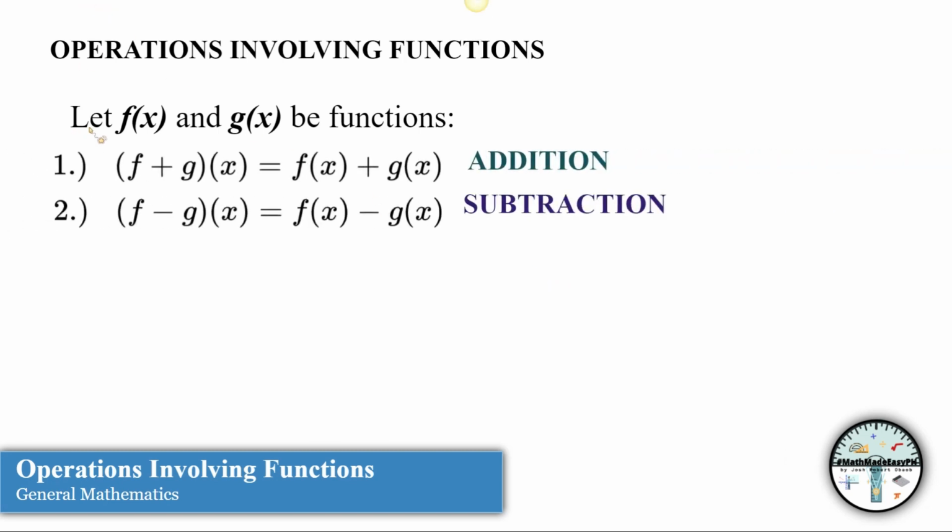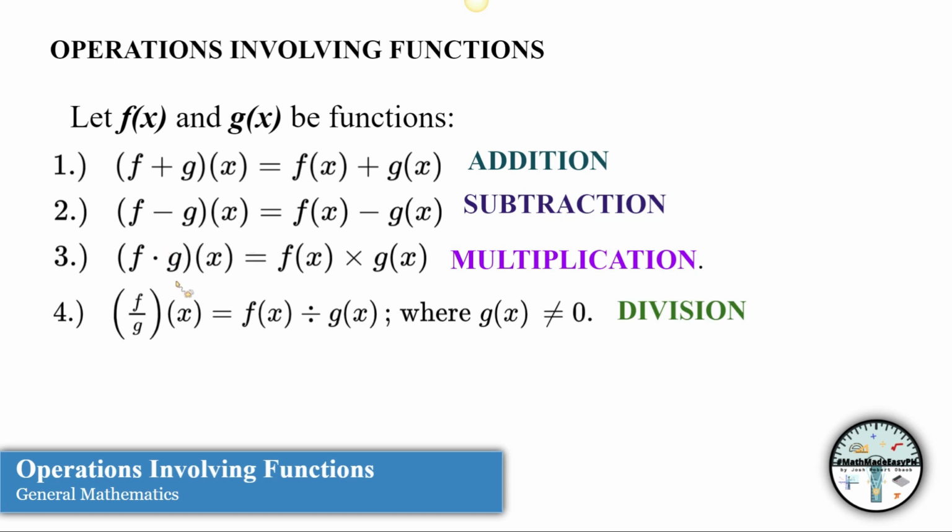Okay, so we have some properties here. In number one, let f of x and g of x be functions. Number one, this is basically the addition property of functions. We have (f plus g)(x), which is equal to f of x plus g of x. Number two, we have (f minus g)(x) is equal to f of x minus g of x. That is subtraction. In number three, we have (f times g)(x) is just equal to f of x times g of x. That is multiplication. And lastly, number four, we have (f divided by g)(x) equal to f of x divided by g of x, where g of x is not equal to 0, because kung equal siya sa 0, guys, it will be undefined. Ito lang siya.